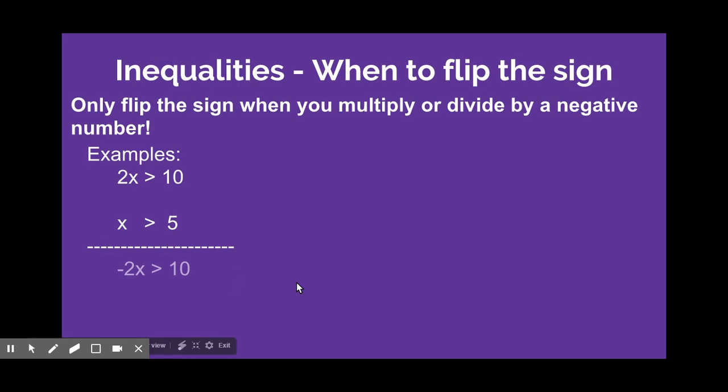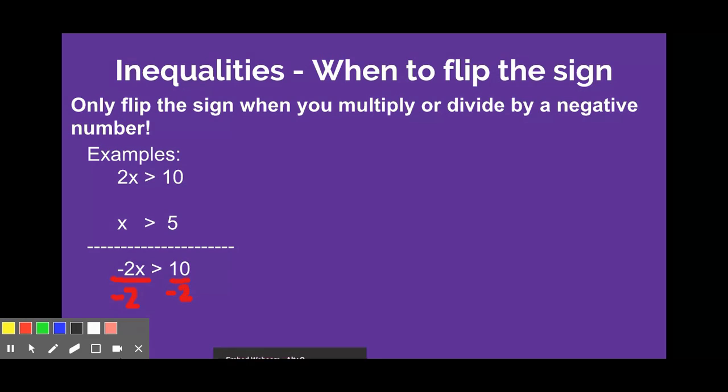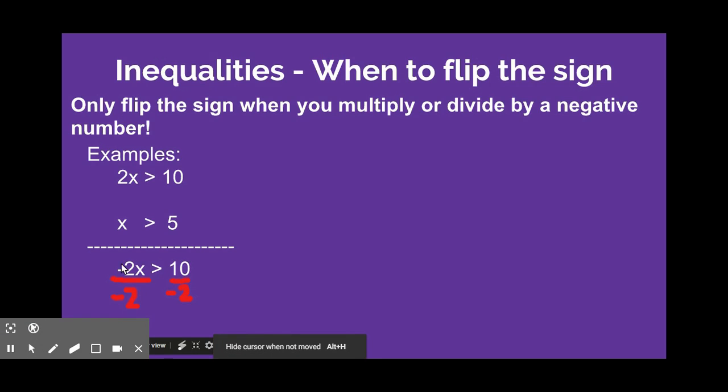Here's another example. Negative 2x is greater than 10. So here, we divide both sides by negative 2. Negative 2. All right. When we do that, the negative 2's over on the left cancel. So we get x is less than negative 5 because we divided by a negative number. So this sign, greater than, flipped to less than.